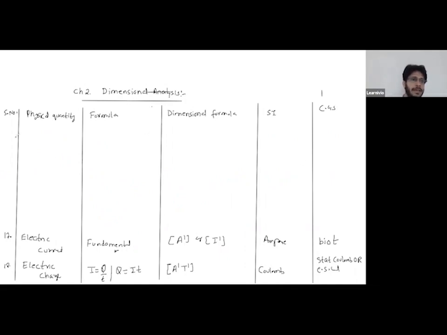Okay, the 19th quantity is potential. You can write this as either potential, or you can say this is EMF, or this is voltage. The formula is work done divided by charge. Now first calculate the dimensional formula, report your answer in chat room. Potential, EMF or voltage formula is work done divided by charge.